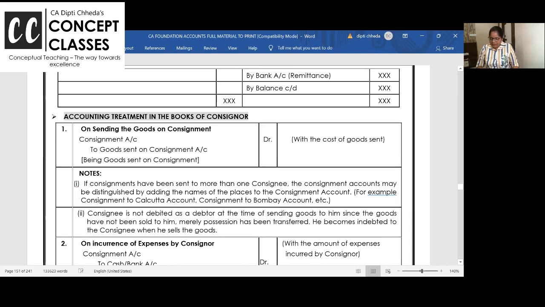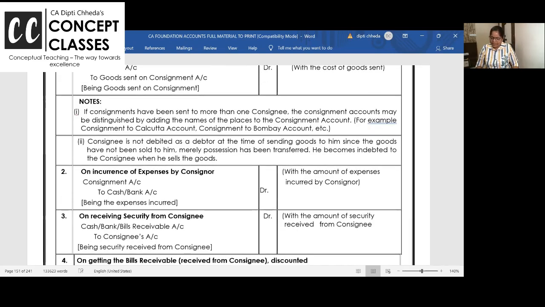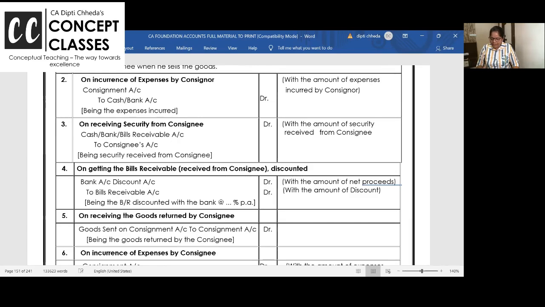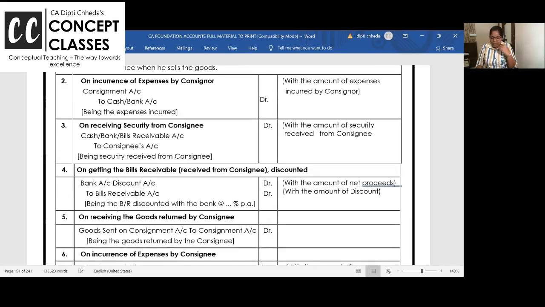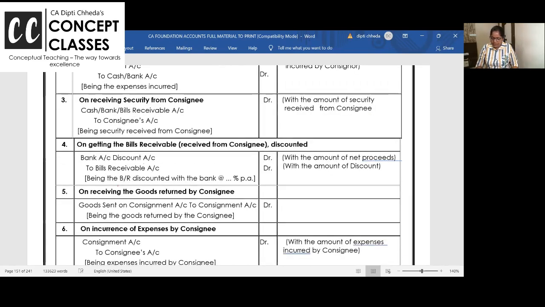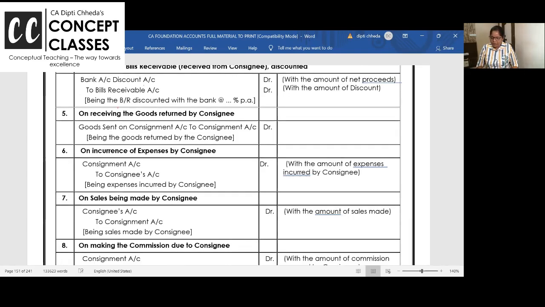Journal entries. When goods are sent, consignment account to goods sent on consignment. And different consignment accounts are prepared: consignment to Hyderabad, consignment to Chennai, consignment to Kolkata, like that. Expenses incurred by the consignor, consignment to bank. Bills receivable drawn on the consignee. Discounting the bills receivable. If goods are returned, when goods are sent, what is the entry? Consignment to goods sent. And now if they are returned, then goods sent on consignment to consignment account.